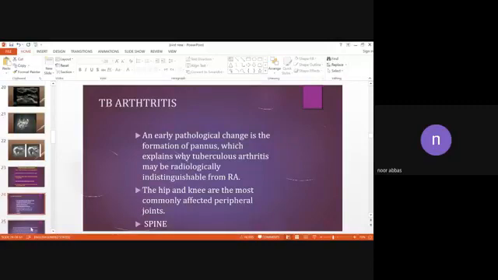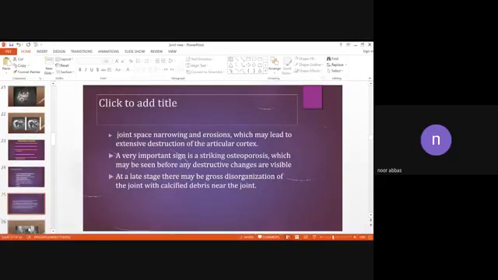Tuberculous arthritis is similar to erosive and inflammatory arthritis because an early pathological change is the formation of pannus, which is a hypertrophied synovial tissue eroding the bone, which explains why tuberculosis arthritis may be radiologically very similar to rheumatoid arthritis, and we will come to discuss rheumatoid. The hip and knee are the most commonly affected peripheral joints, as well as the spine. Joint space narrowing and erosions are characteristic of tuberculosis arthritis, which may lead to extensive destruction of the articular cortex.